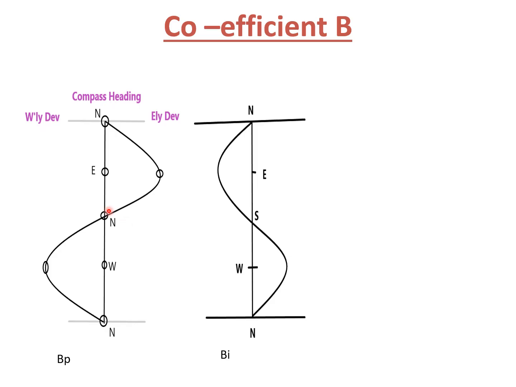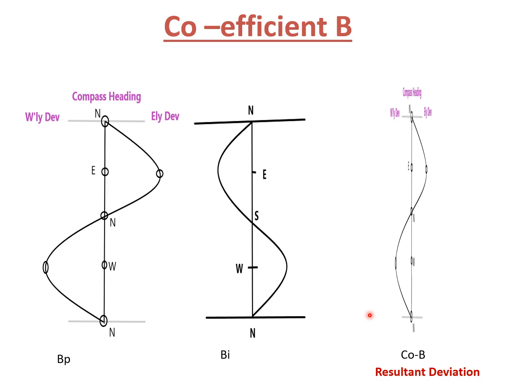Now if we take that BP curve and put it over the B induced curve, finally we'll get a resultant curve, right? Where we'll find that most of the time we'll have easterly deviation on easterly courses and westerly deviation on westerly courses, and that will give us a resultant coefficient B, right? And that is the resultant deviation for coefficient B, right?